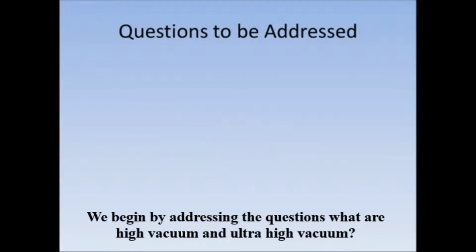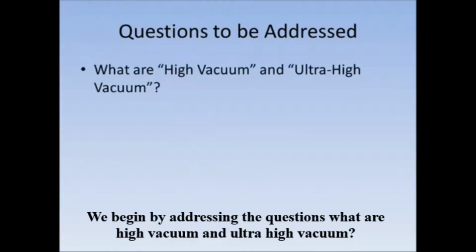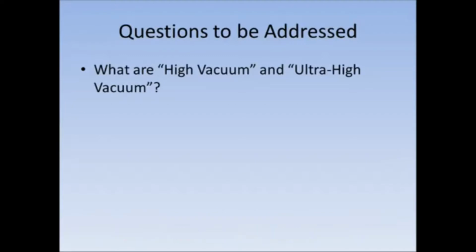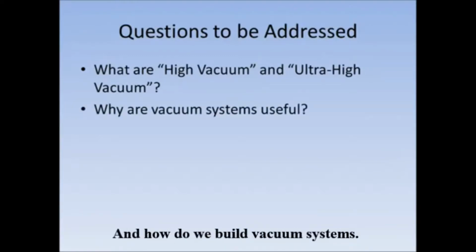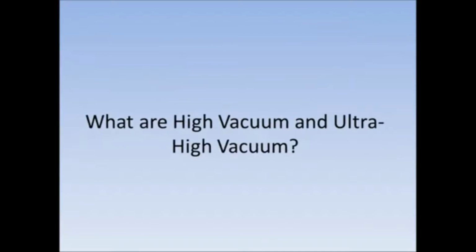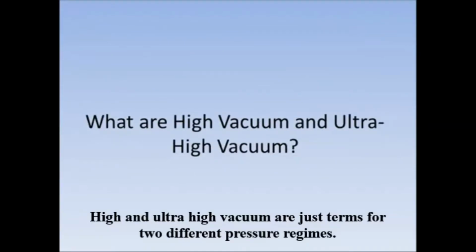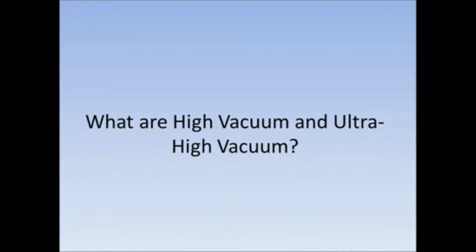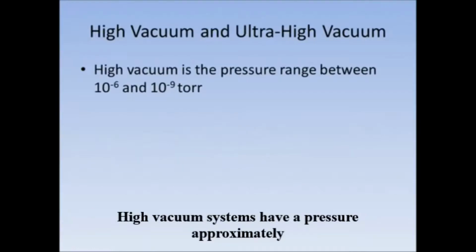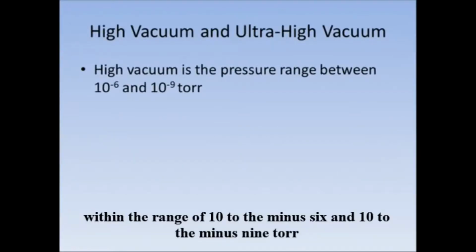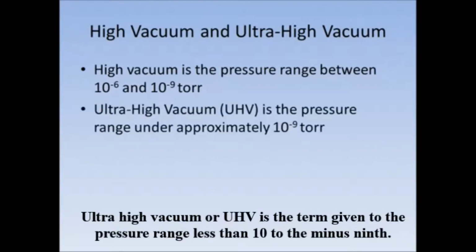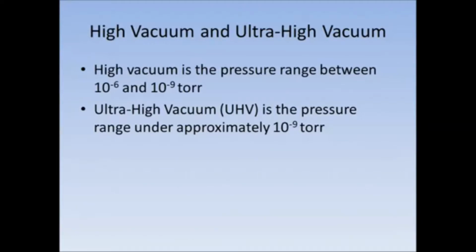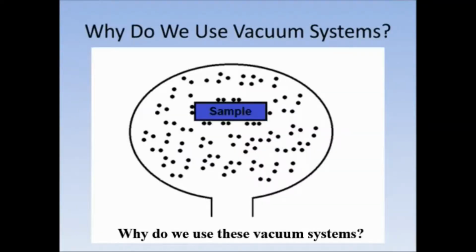We begin by addressing the questions: what are high vacuum and ultra-high vacuum, why are they useful, and how do we build vacuum systems? High and ultra-high vacuum are just terms for two different pressure regimes. High vacuum systems have a pressure approximately within the range of 10 to the minus 6 and 10 to the minus 9 torr. Ultra-high vacuum, or UHV, is the term given to the pressure range less than 10 to the minus 9. Why do we use vacuum systems?